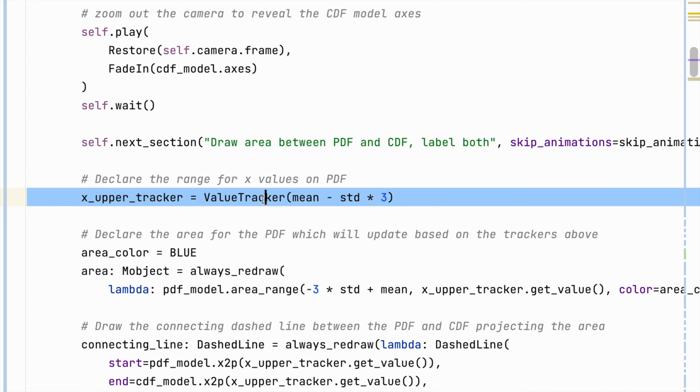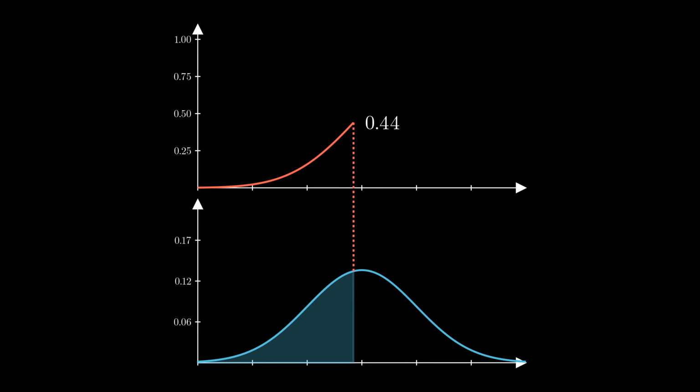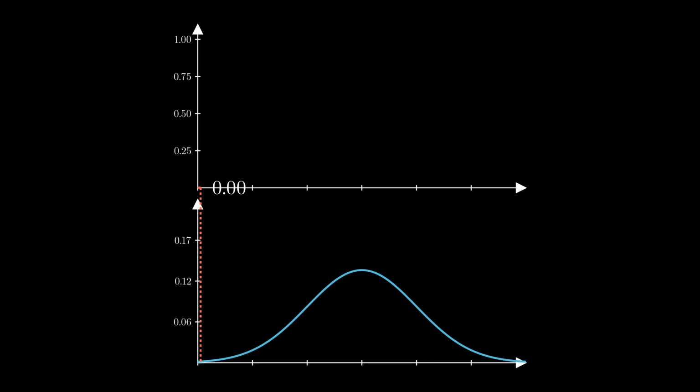So I'm going to initialize the X upper tracker. This is going to be a variable of the given X value I have selected in the PDF and CDF. And I'm going to initialize it so it starts on the far left side of the graph, which will essentially result in an area of 0 by going 3 standard deviations to the left.